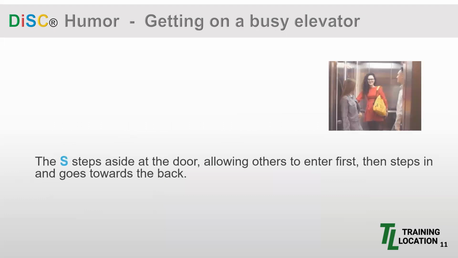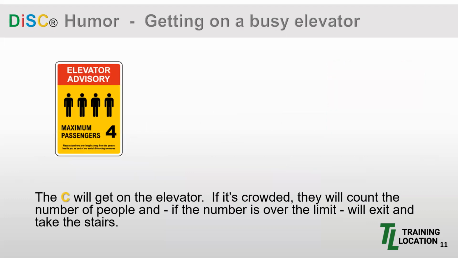The S steps aside at the door, allowing others to enter first, and then steps in and goes to the back of the elevator. The C will get on the elevator. If it's crowded, they'll count the number of people, check the placard, and if the number is over the limit posted, they'll exit and take the stairs.